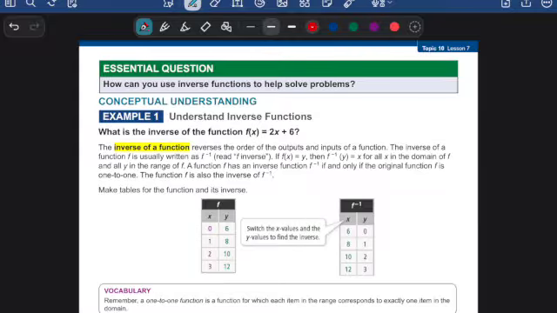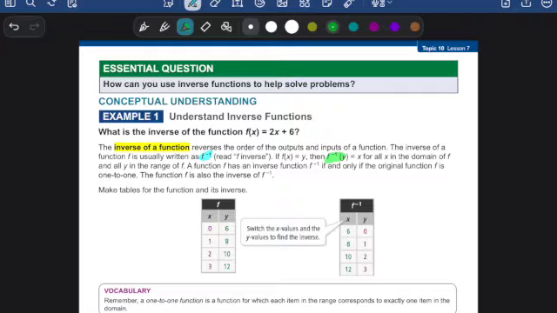The inverse of a function reverses the order of the outputs and inputs of a function. The inverse of a function f is usually written as f to the -1, or f inverse. So if f of x equals y, remember our outputs are represented by f of x, then f inverse of y would equal x. So we just switch the inputs and the outputs. We just switch x for y, for all the x's in the domain of f and all the y in the range of f.